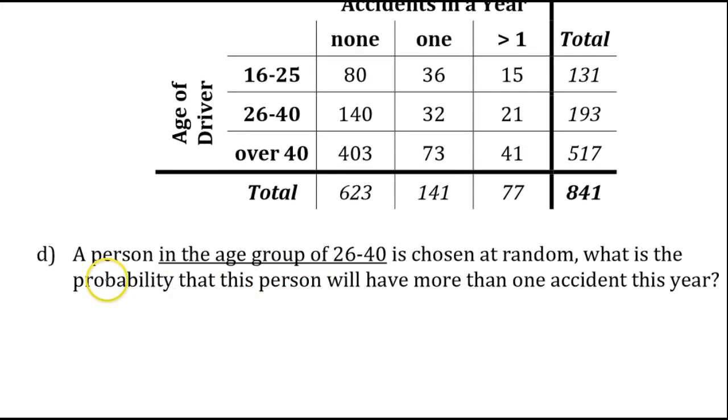A person in the age group of 26 to 40 is chosen at random. Now, what is the probability that this person will have more than one accident this year? Again, they're not saying the word given, but they are telling us that a person is going to be chosen from the age group 26 to 40. So that means we can ignore the other age groups. We are only dealing with this age group.